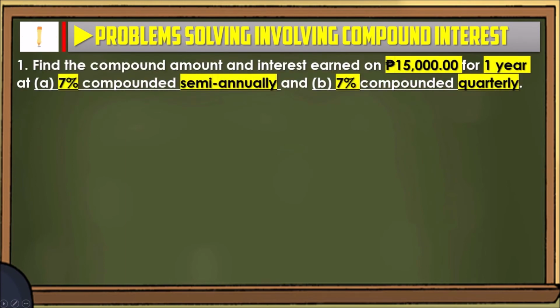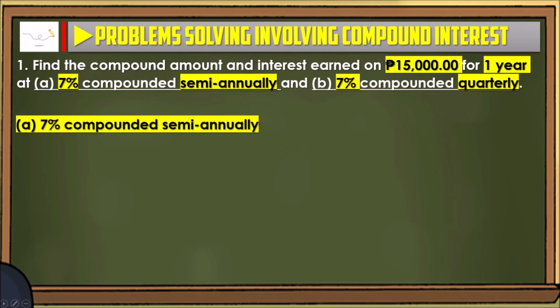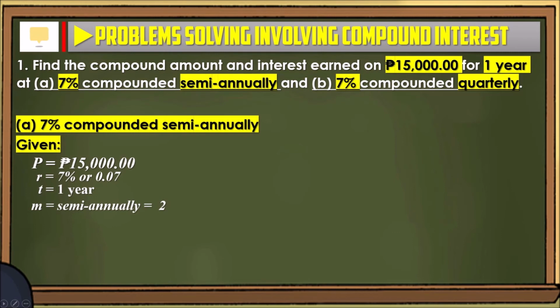Number 1. Find the compound amount and interest earned on 15,000 pesos for 1 year at A, 7% compounded semi-annually, and B, 7% compounded quarterly. Let us do letter A, 7% compounded semi-annually. Given are the following: the present value of F, annual interest rate, time per year, and conversion period, which is semi-annually, where m is equal to 2.